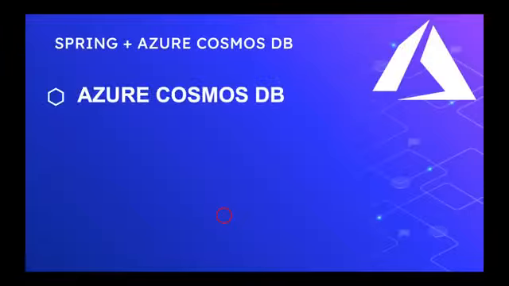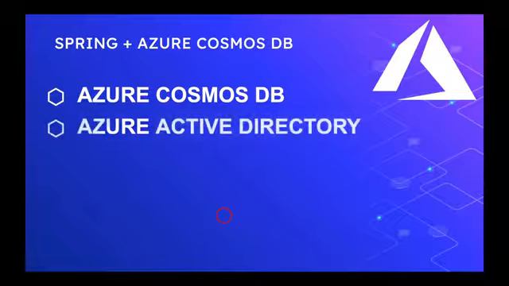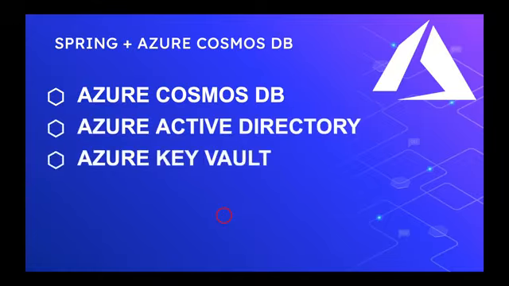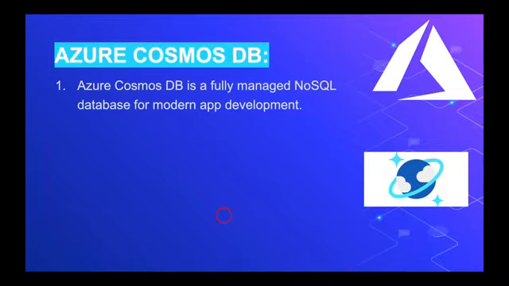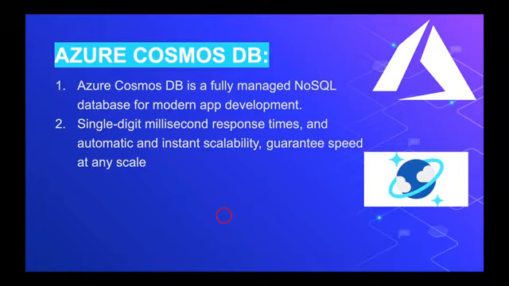If you want to work with Spring and Azure Cosmos DB, we need the following things: Azure Cosmos DB, Azure Active Directory, and Azure Key Vault. First of all, what is Azure Cosmos DB? Azure Cosmos DB is a fully managed NoSQL database for modern application development. It has single-digit millisecond response times and automatic and instant scalability, guaranteeing speed at any scale.